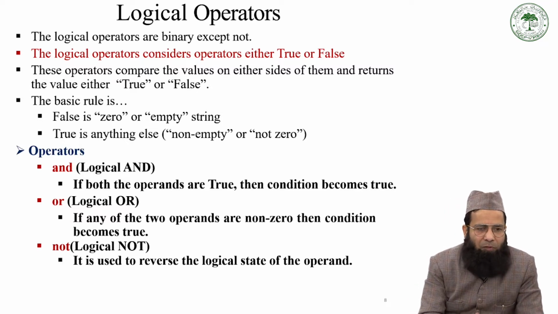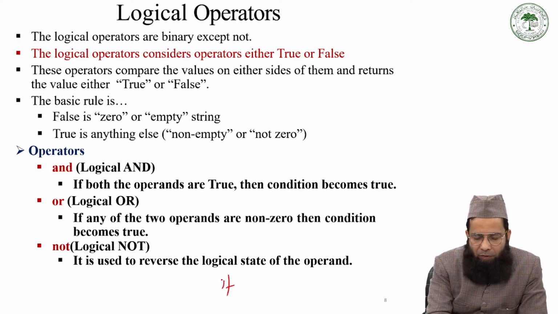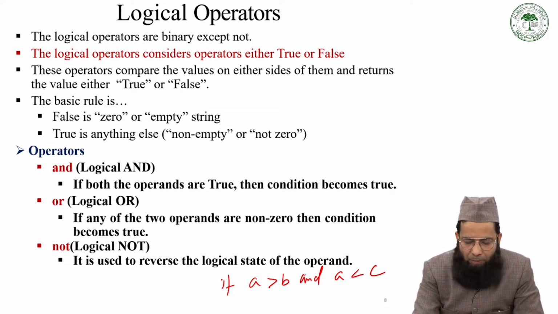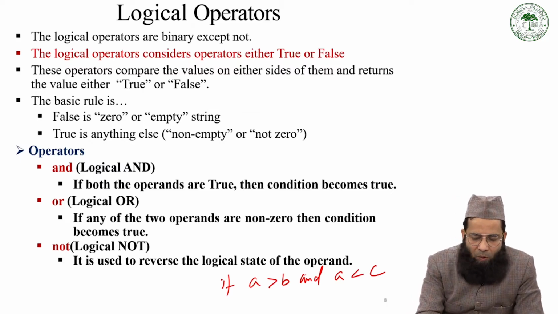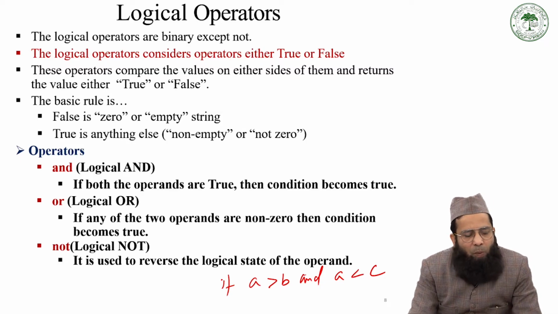Suppose we use these operators in conditional statements. Like if I need to check if A is greater than B and A is less than C, here I am combining these two conditions. So in this case, this type of operator can be used. Similarly, I can use OR as well. If I am using OR, then if any of the two operands is non-zero, the condition becomes true.